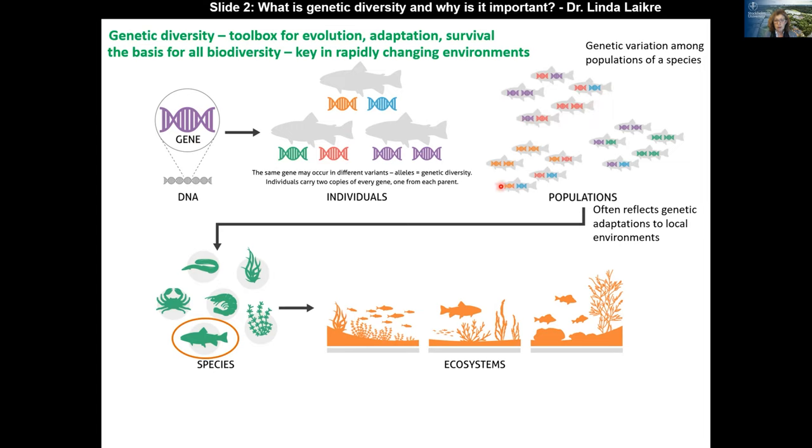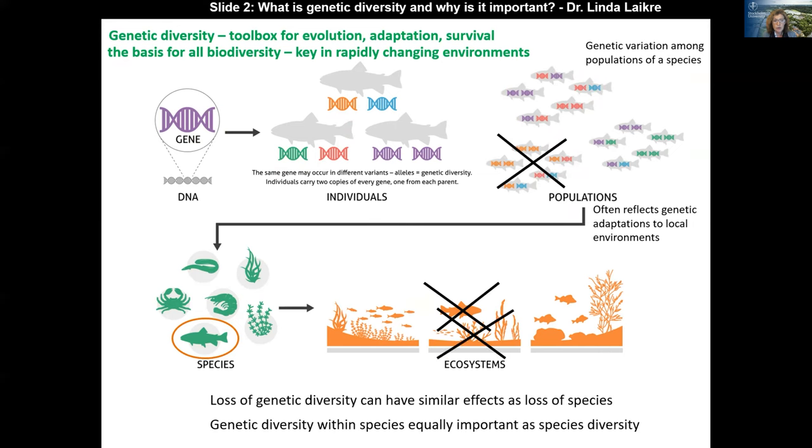So, this between population component often reflects genetic adaptations to local environmental conditions. And genetic diversity is the toolbox for evolution and adaptation and long-term survival. So it's a key, particularly in these times with rapid environmental changes. And when specific genetically distinct populations go extinct, that can have similar effects as when we see species going extinct. So genetic diversity within species is equally important to consider as species diversity.